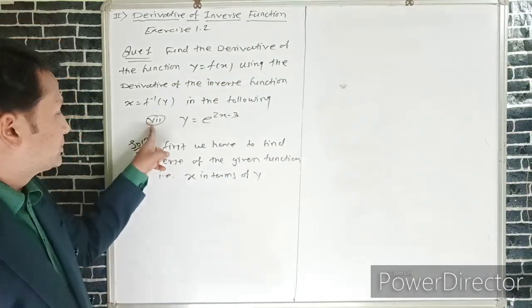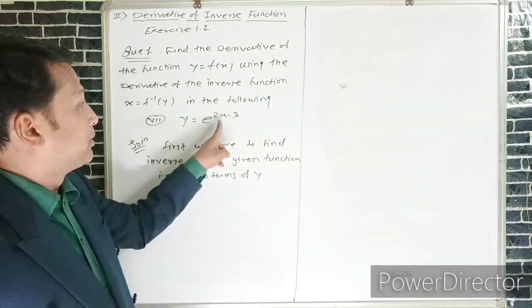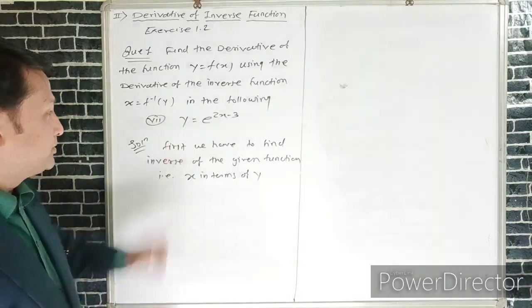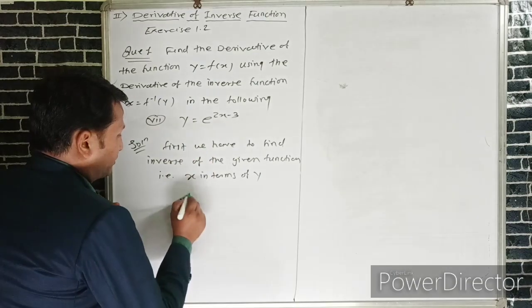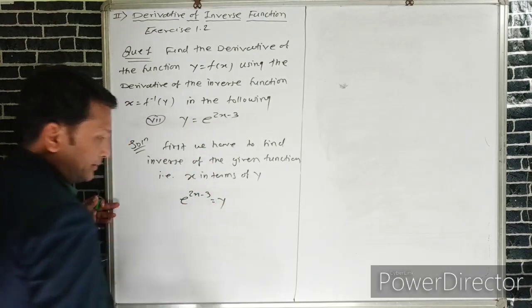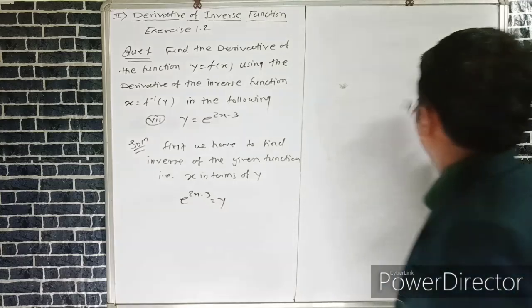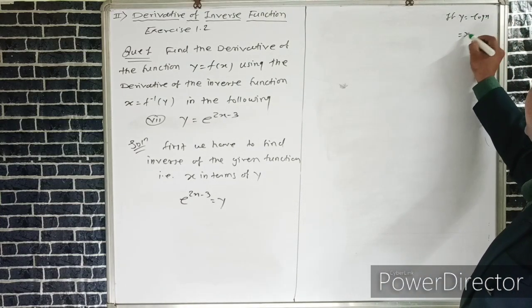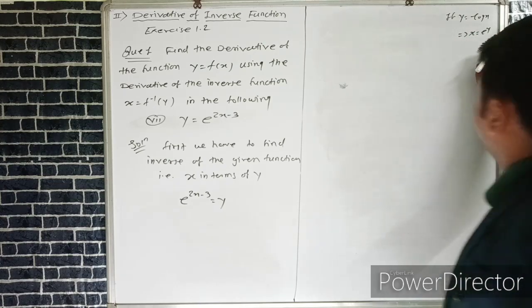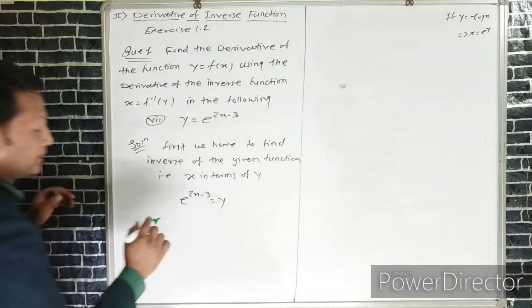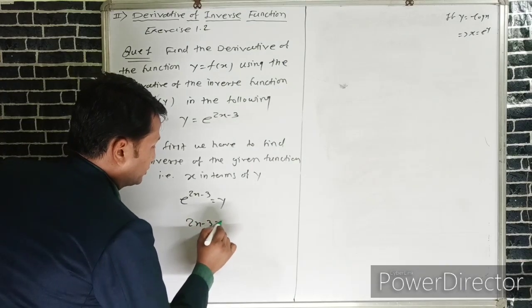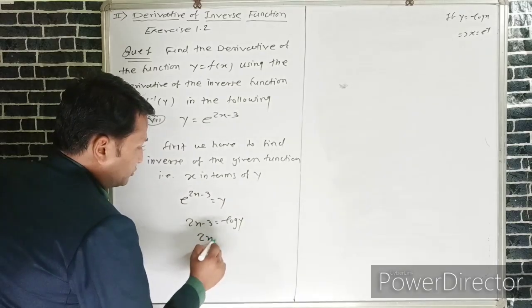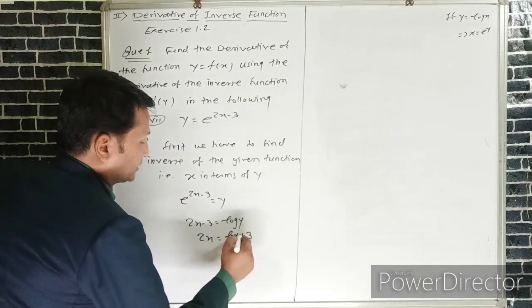Example number 7 is y is equal to e to the power 2x minus 3. If we have to find the inverse of this function, then we can write e raised to the power 2x minus 3 is equal to y. By using the definition of logarithm, if y is equal to log x, then we can write the value of x is equal to e raised to the power y. Hence, we can write 2x minus 3 is equal to log y. Shifting minus 3 to the right side, we can write 2x is equal to log y minus 3 converted to plus.